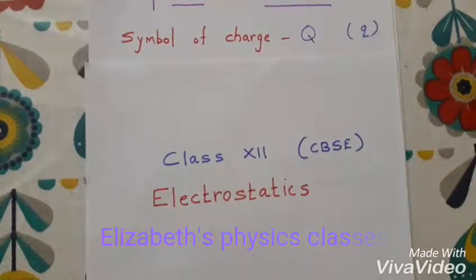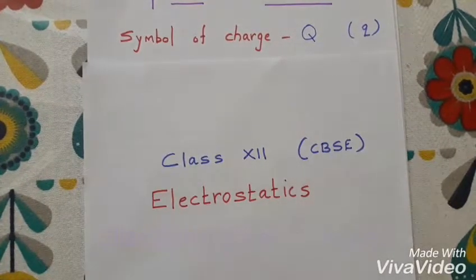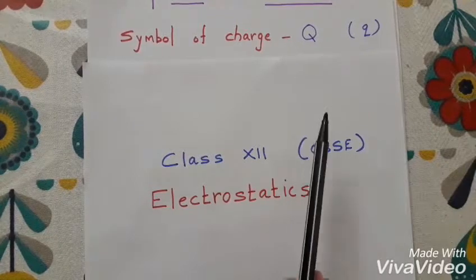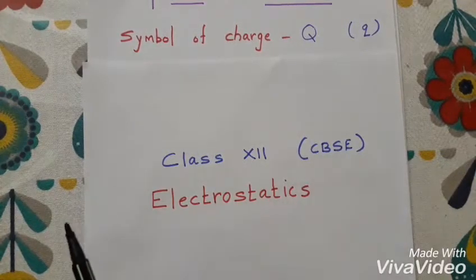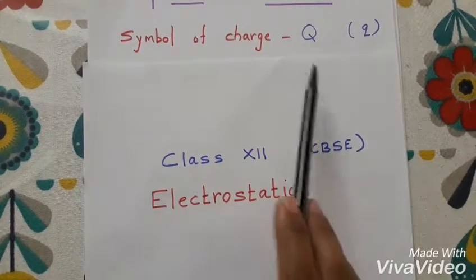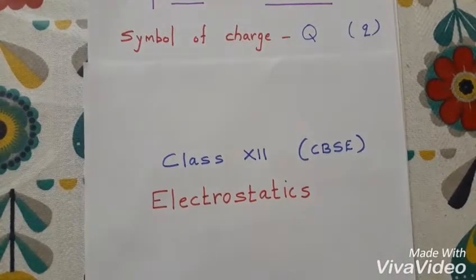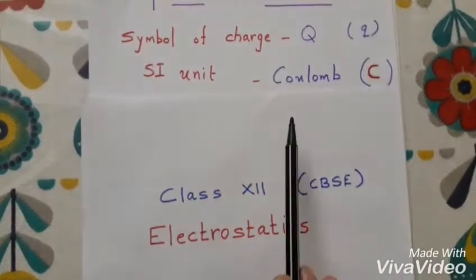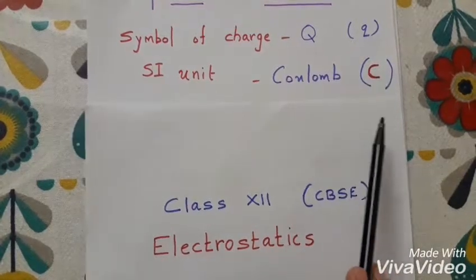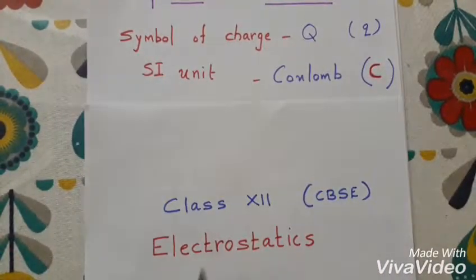We should know what a charge is. Charge is usually represented by the letter capital Q or small q. Usually for total charges we use capital letter Q. And the SI unit of charge is coulomb, and the symbol of coulomb is capital C.